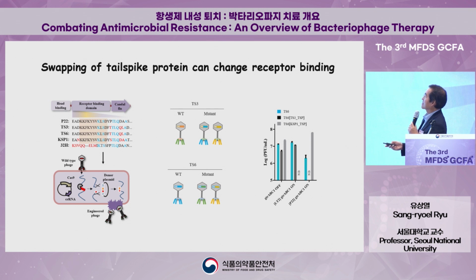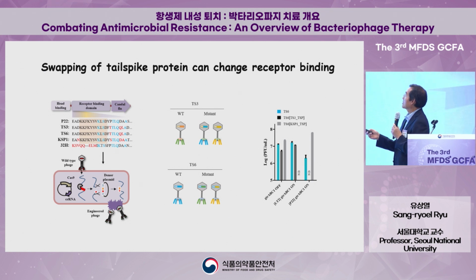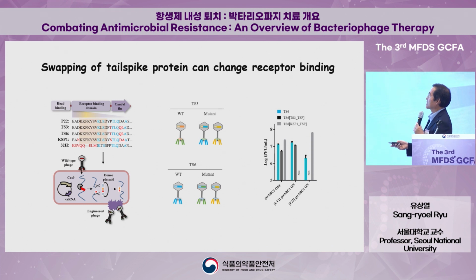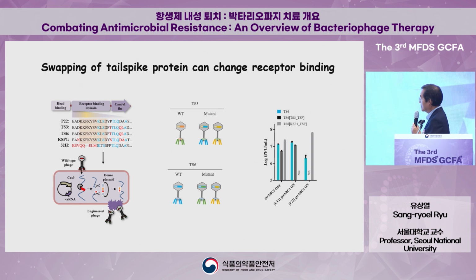So we have P22, TS3, T56, 32H, and so forth. We looked at the tail spike protein in these tails, and we used CRISPR-Cas9 technology, and we came up with this hyperphage. The protein sequence from P22 was switched with the tail spike protein in the receptor of 32H and so forth.